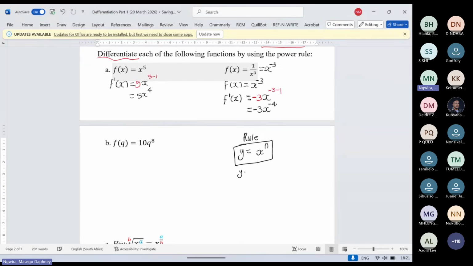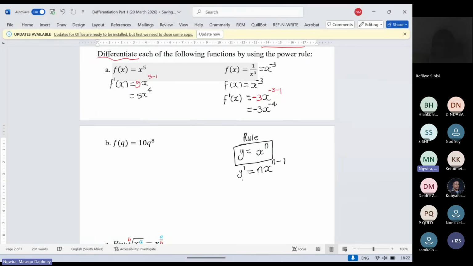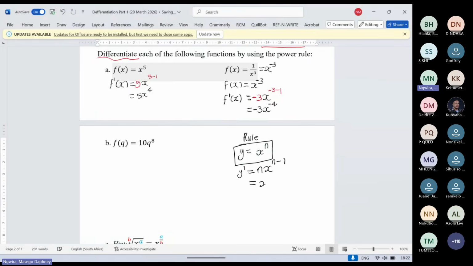Okay, let me just do this. It's going to be, you take this n, you put it here, and then x. And then this n, you must always -1. So if you have x to the power of 5, when you differentiate, if I say my question is this, when you differentiate, you're going to have, take this 5, you write it here, x, then 5 minus 1. Do you understand, Mhlengi?